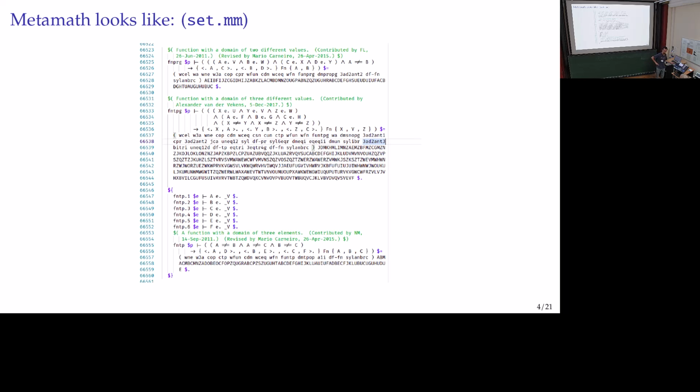Looks like base 64. Yeah, it's actually encoded using all capital letters, A to Z, on purpose, so that when you grep through the file, you won't find random hits in this, because the theorem names themselves are all lowercase, so it makes it easier to do find and replace theorem renames.